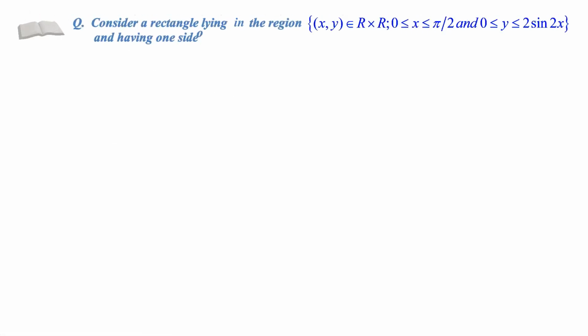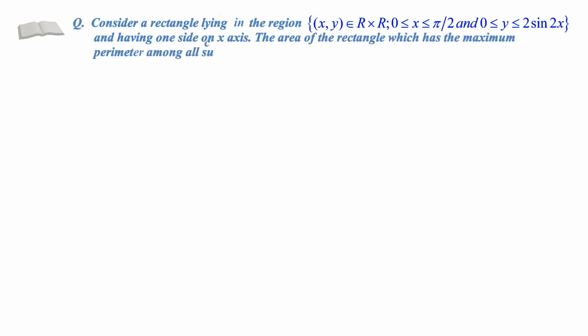Consider the rectangle lying in the region (x, y) belonging to R cross R, x lying between 0 and pi by 2, y lying between 0 and 2 sine 2x, and having one side on the x-axis. The area of the rectangle which has the maximum perimeter among all such rectangles is.